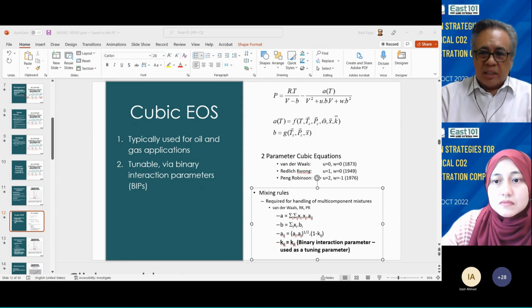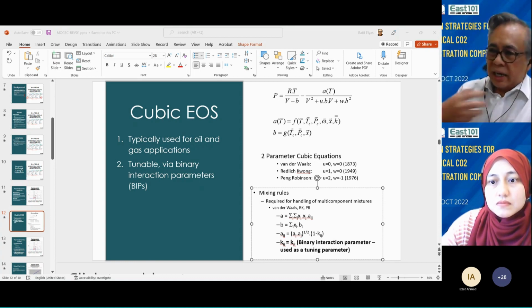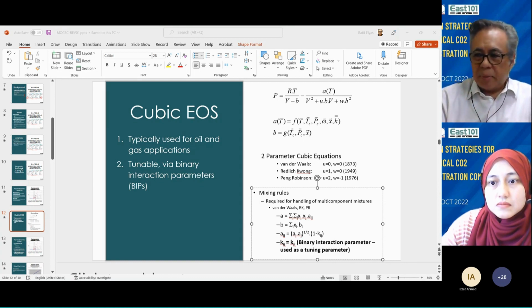I have been looking at GERG 2008, I think. I can't remember which one. I think the GERG package is kind of hard-coded. You can't tune it. It's supposed to be already tuned. I have not used it for high CO2. I've seen a couple of papers where it's compared against Peng Robinson for certain density calculations.